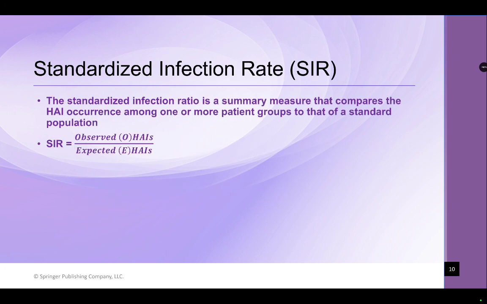And then the standardized infection rate, otherwise called SIR. The SIR is a summary measure that compares the HAI occurrence among one or more patient groups to that of a standard population. The formula is the one shown here on this slide.